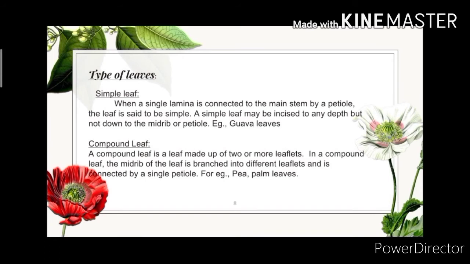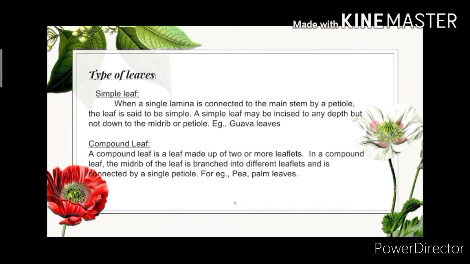Okay. Next is types of leaves. On the basis of the origination of the petiole, they are basically classified into two: simple leaf and compound leaf. Simple leaf means when a single lamina is connected to the main stem by a petiole, like in guava plants. And a compound leaf is a leaf which is made up of two or more leaflets, like in neem plants.